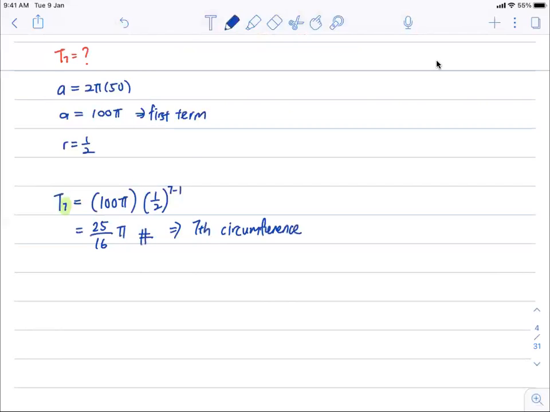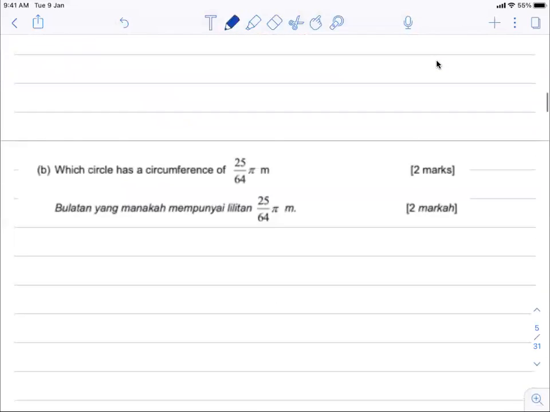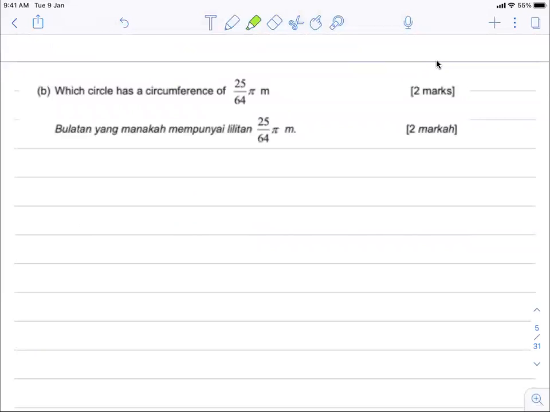Now let us move on to part B. So the part B asks us which circle has a circumference of 25 over 64 pi. So if we were to phrase it in a mathematical way, it essentially tells us that Tn is equal to 25 over 64 pi. But we want to find which circle, which means n is equal to what?